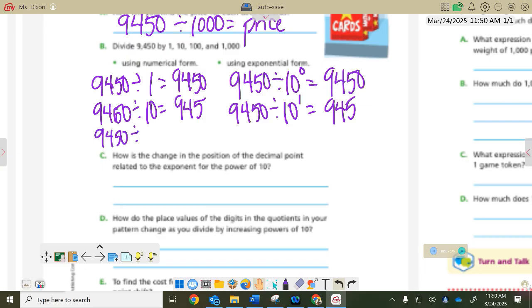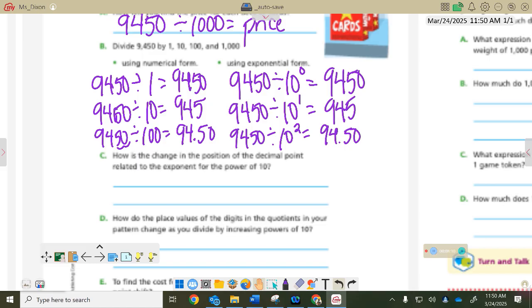9,450 divided by 100 equals, how many places? 2, so that would be 94, and 5 tenths, or you can say 50 hundredths. That's 9,450 divided by 10 to the power of 2 equals 94 and 50 hundredths.